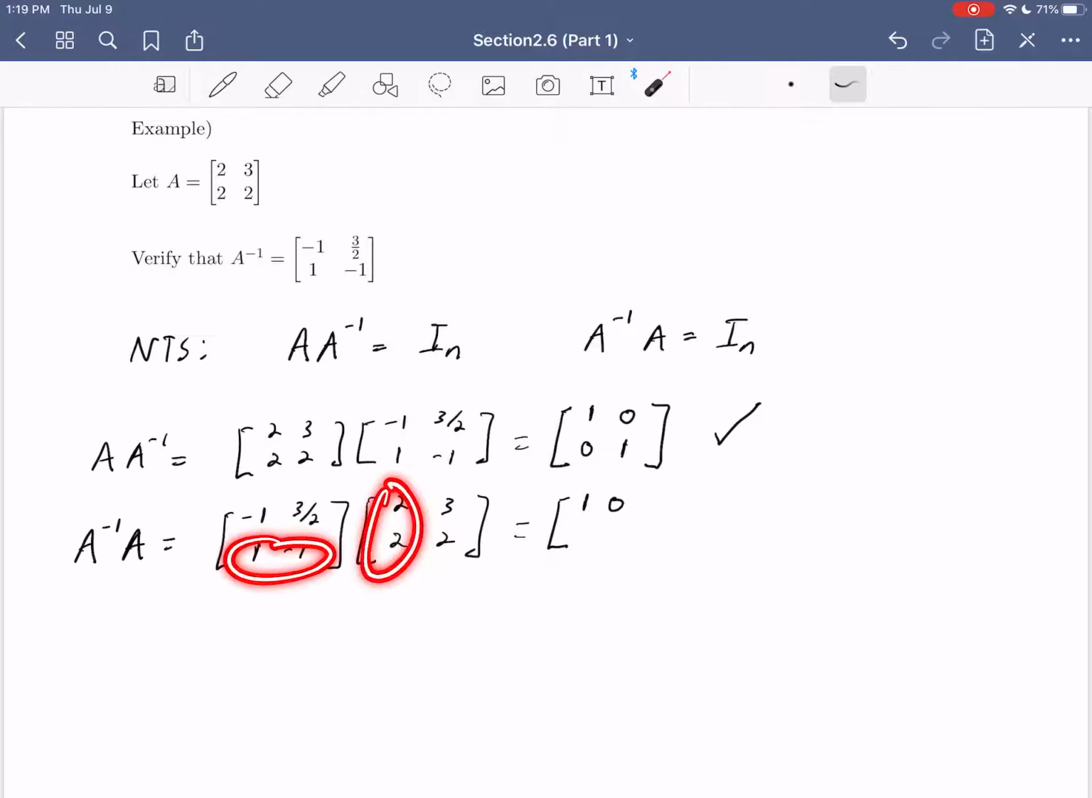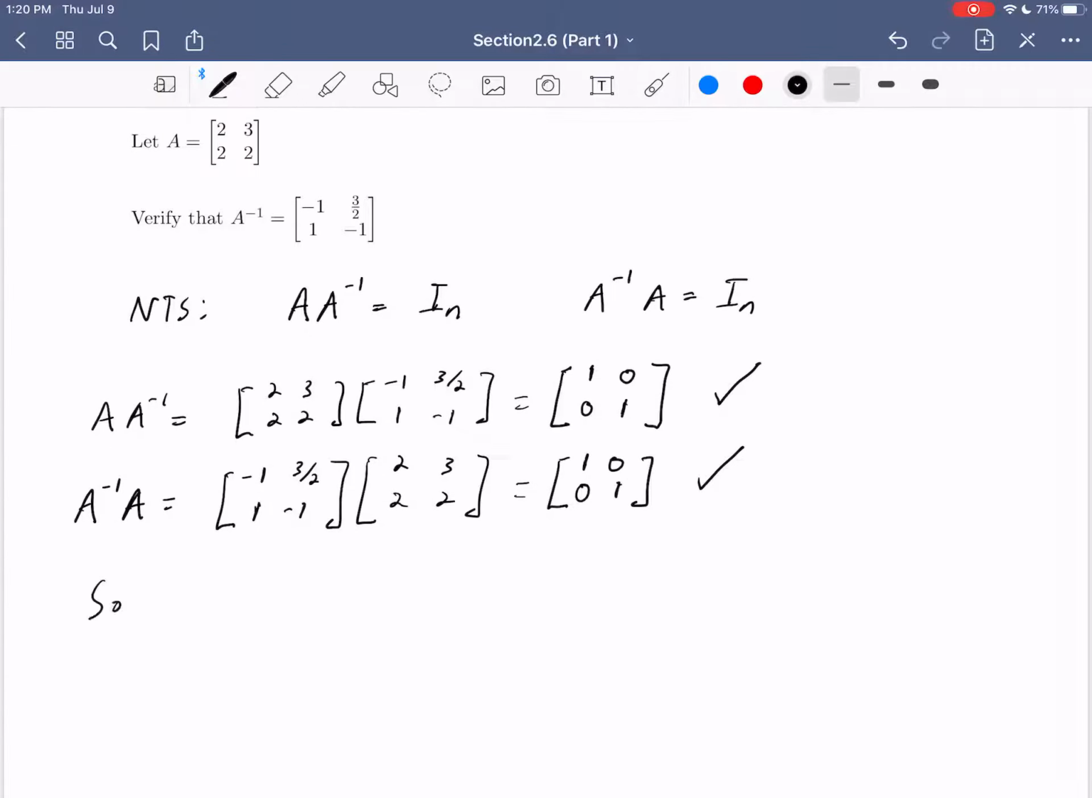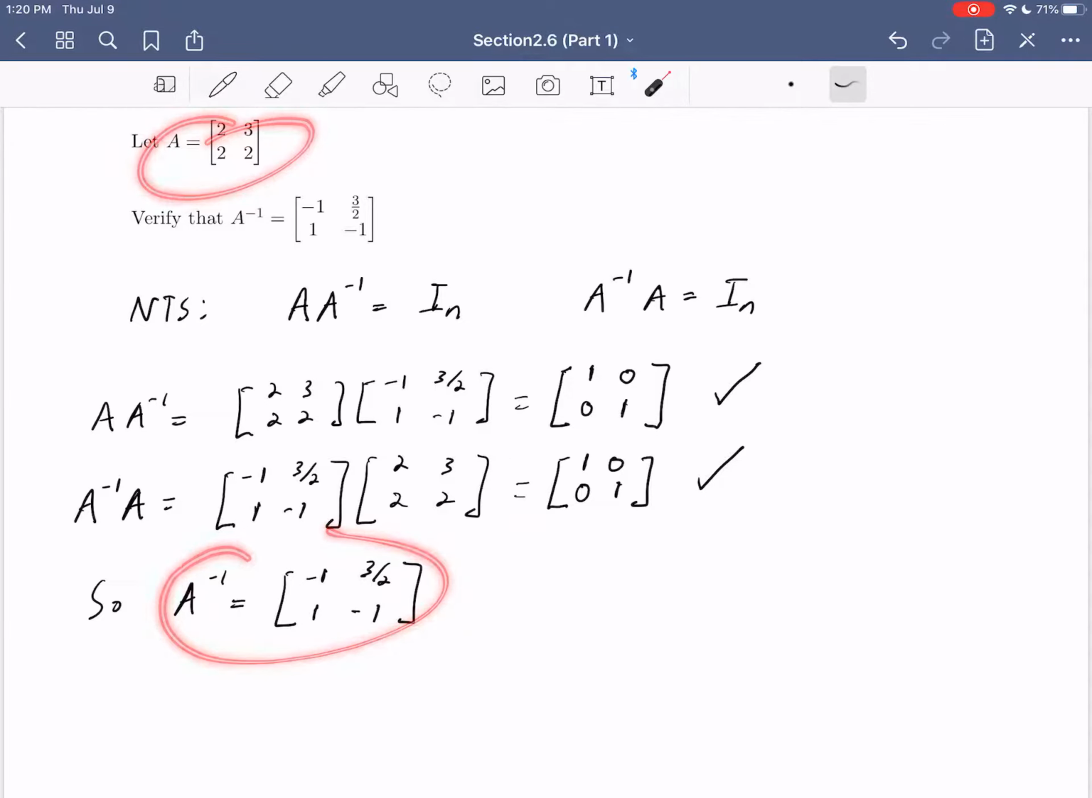This row times this column, that's going to give us a 2 and a negative 2, which we add up is 0. And then finally this row and this column, that's going to be 3 and negative 2. Add those together, we get 1. That is the identity matrix. Check. So this tells us A inverse really is minus 1, 3 halves, 1, minus 1. That really is the inverse of that matrix A.